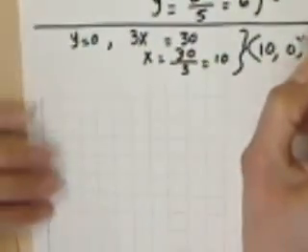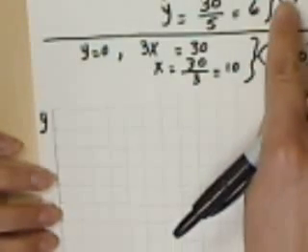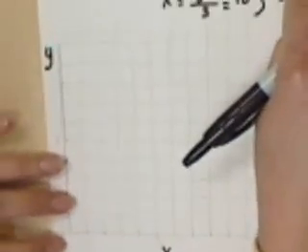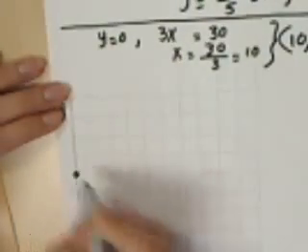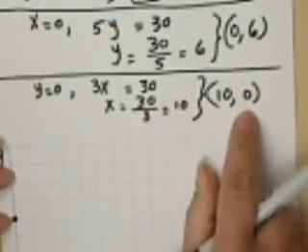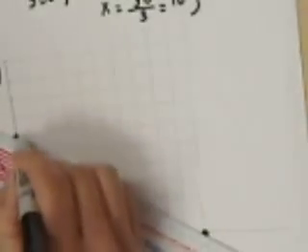If we plot these points, here's the y-axis and here's the x-axis. The point 0, 6 can be plotted over here. This is 0, 6. And the point 10, 0 can be plotted over here. By connecting these two points together, we have the constraint graphed in an equality form.